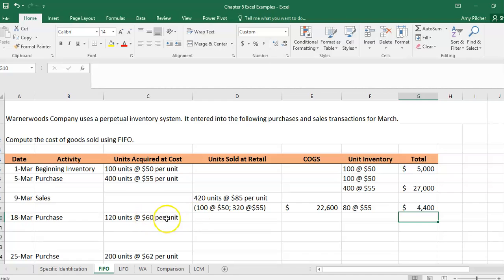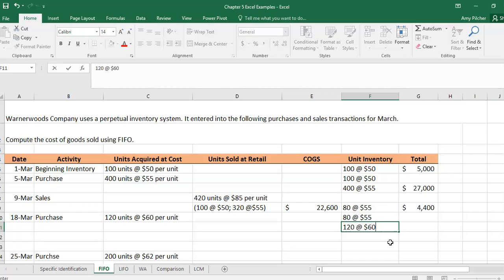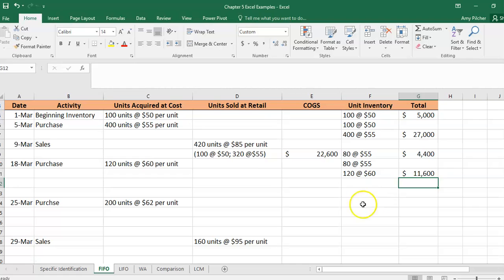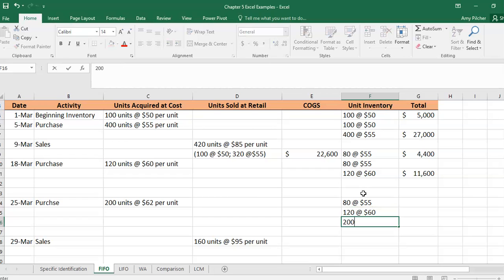On March 18th, we purchased 120 units at $60 per unit. Now we have 80 units at $55 per unit and 120 at $60 per unit for total inventory of 80 times 55 plus 120 times 60. We then purchased another 200 units at $62 per unit. So now we have 80 at 55, 120 at $60, and 200 at $62. So our inventory is this 11,600 plus 200 times 62, the ones we just purchased.